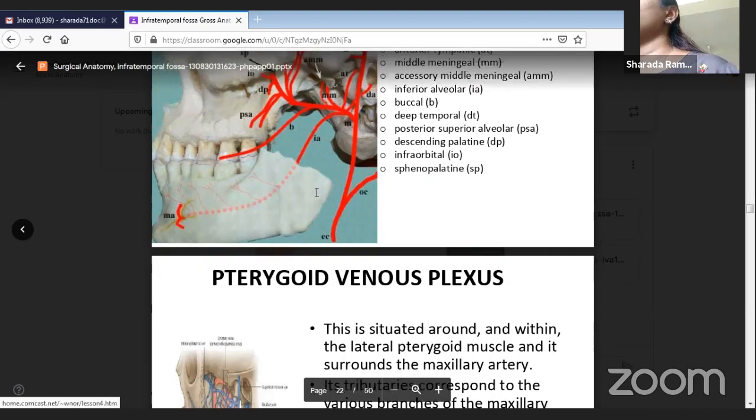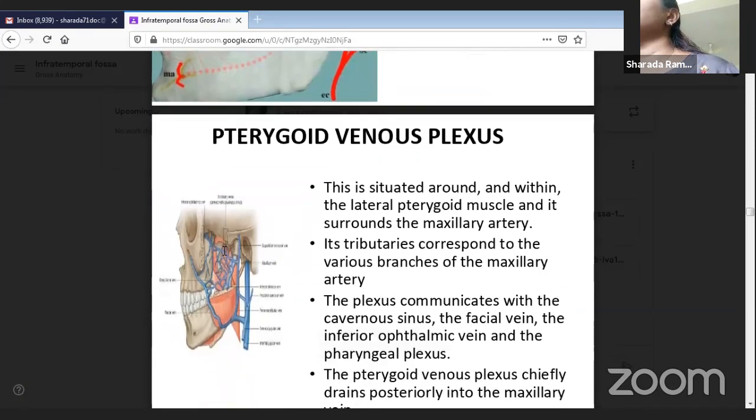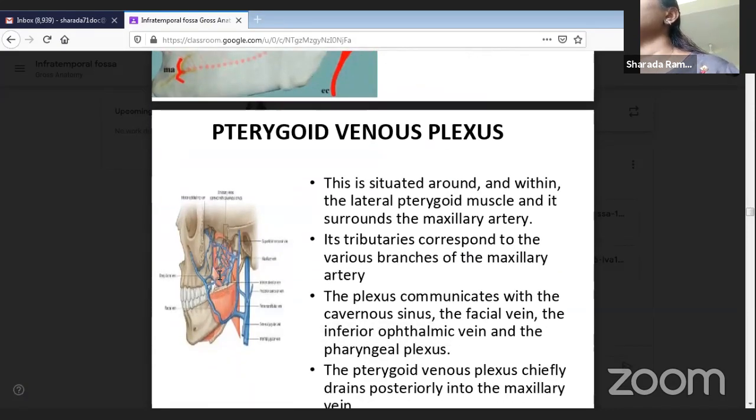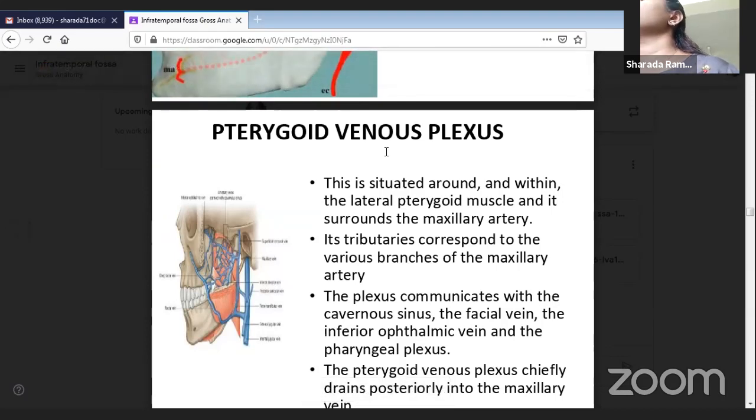Importance, not much. Now, once we know the artery, we have to know the venous supply. So the whole muscle as such, if you see, it is going to be the pterygoid muscle. And this pterygoid muscle is going to have a lot of venous plexus inside it. So the blood supply is going to go either way. Wherever the pressure is more, it is going to go. So that's the main problem of this venous plexus, and it is also going to communicate.